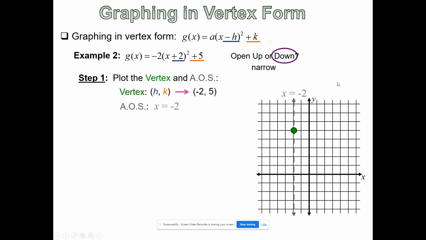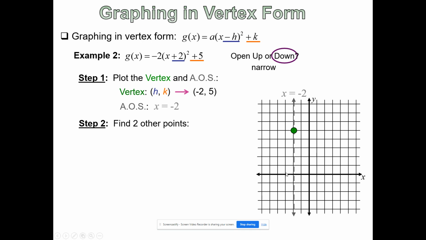There's my AOS. Remember, that's an invisible line. Okay, it's not part of the graph. We just use it to help us graph. So 2 points. So here we are at negative 2. So I want to choose an x value that's close to negative 2. So I'm probably going to choose negative 1 and 0, just because those are easier numbers.